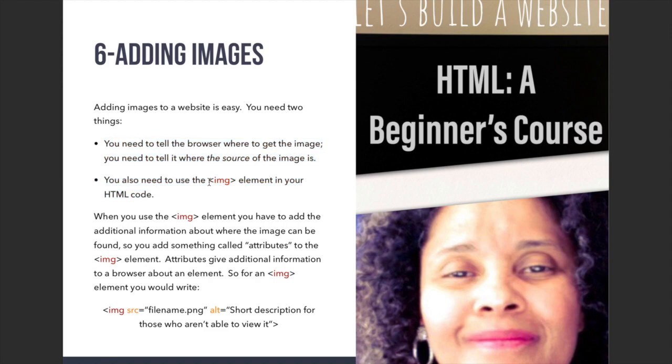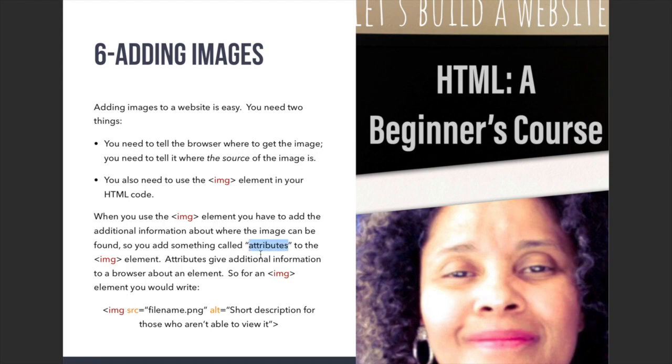And you also need to use the IMG element. As you might expect, it's very intuitive when it comes to HTML. A lot of the elements, the way you spell them, the way you write them out, are very intuitive. So this IMG element, you will notice, has no closing tag. It's just this IMG element. And in order to do this, you need to do these two things. You use the IMG element and you add something else called attributes.